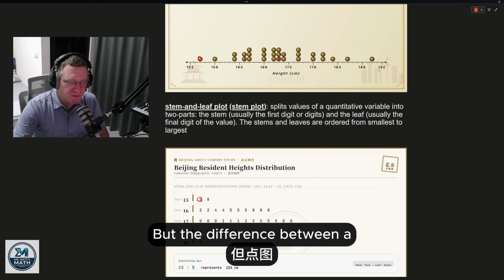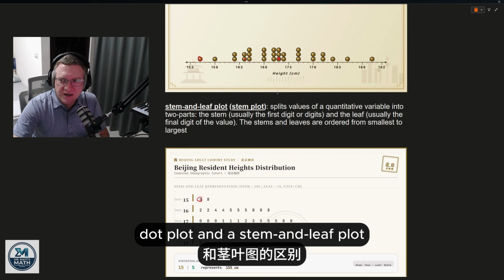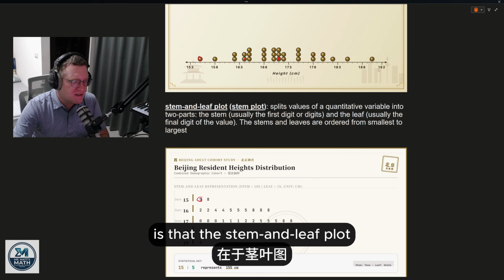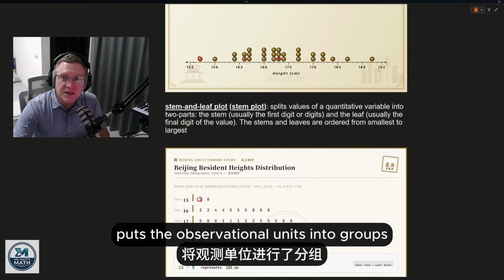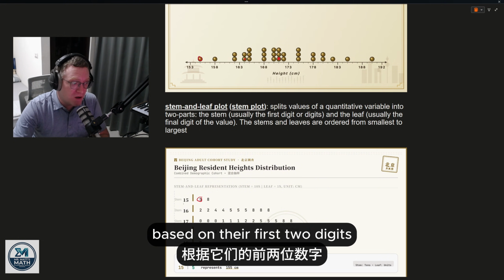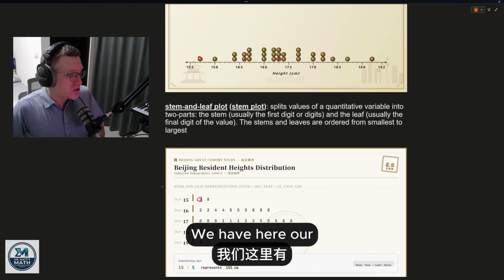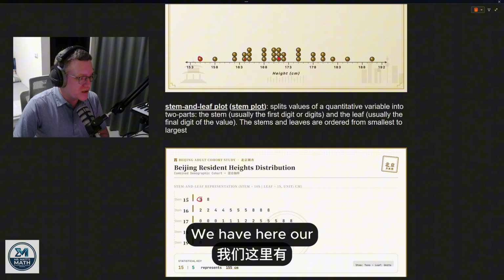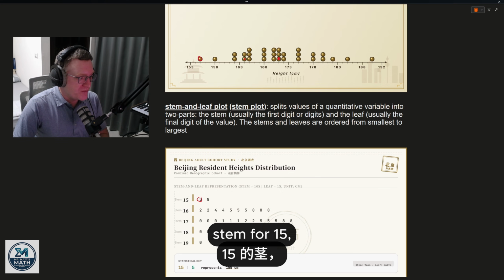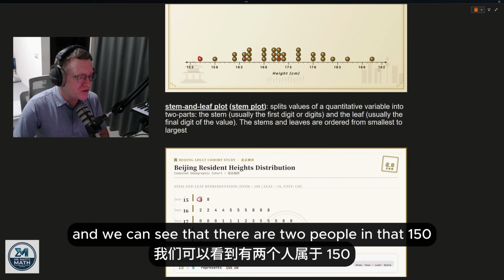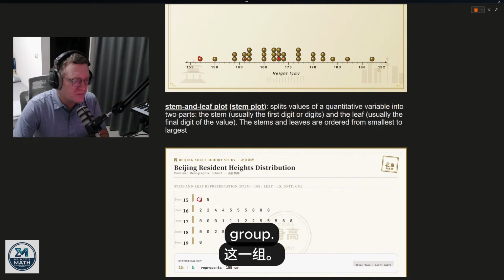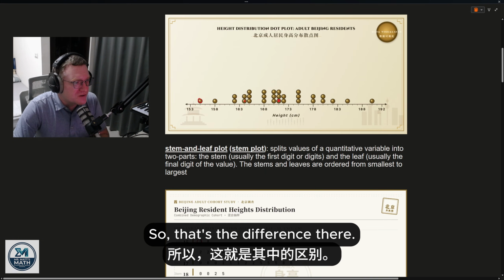But the difference between a dot plot and a stem and leaf plot is that the stem and leaf plot puts the observational units into groups based on their first 2 digits in this example, okay? So here we have our stem for 15, and we can see that there are 2 people in that 150 group, okay? So that's the difference there.